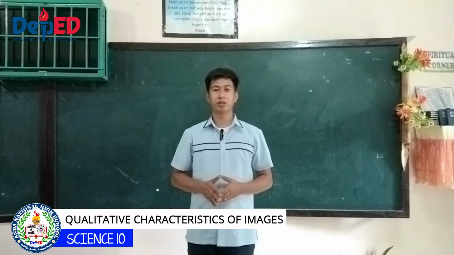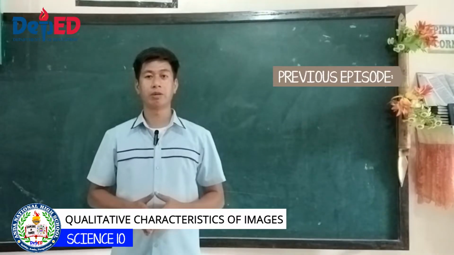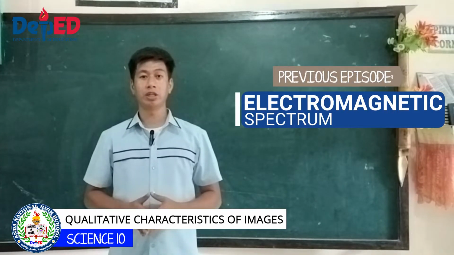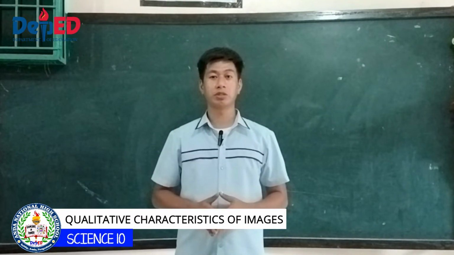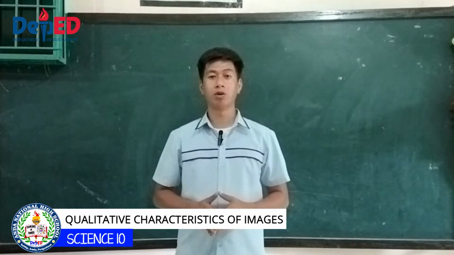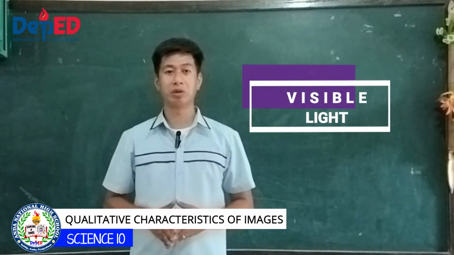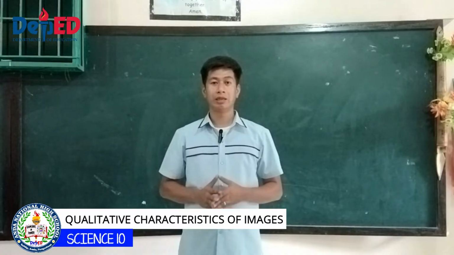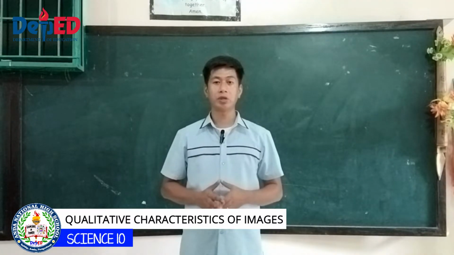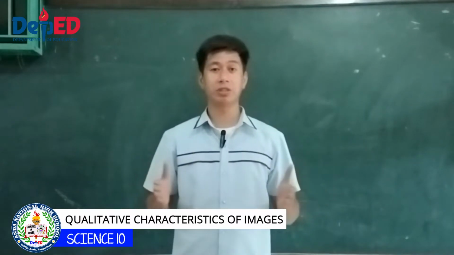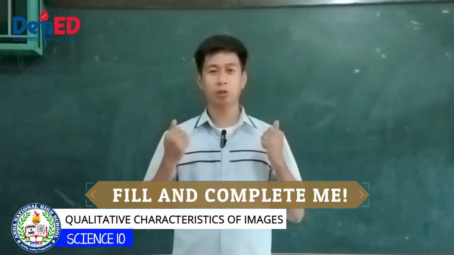In the previous lesson or episode, you learned about the electromagnetic spectrum. You gained an understanding of the different electromagnetic waves and their benefits. One of the most common among these electromagnetic waves is the visible light. But before we proceed, let us first review the properties and behavior of light when in contact with something. So let's do the activity, Fill and Complete Me.